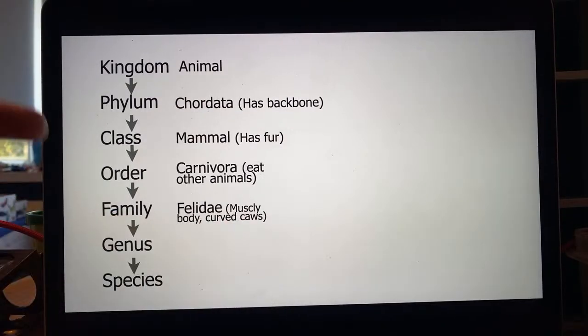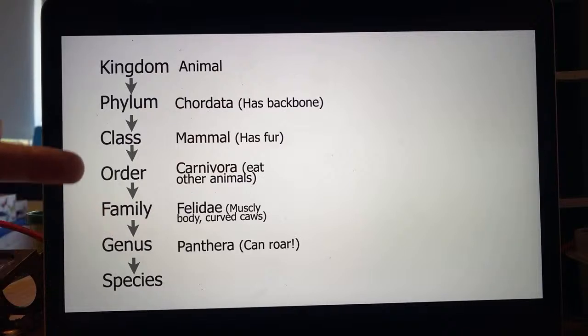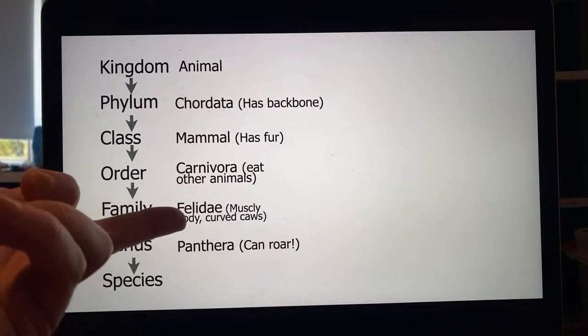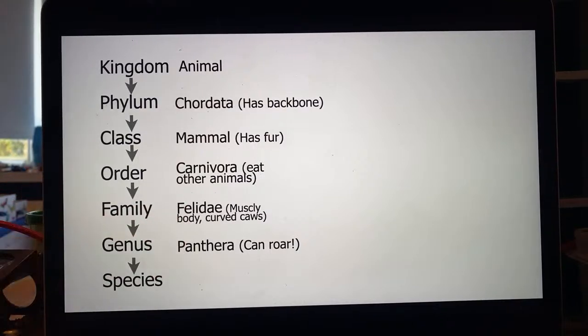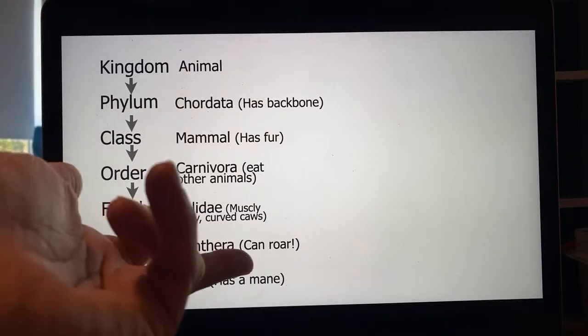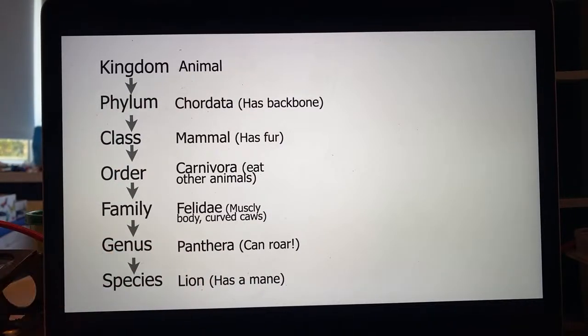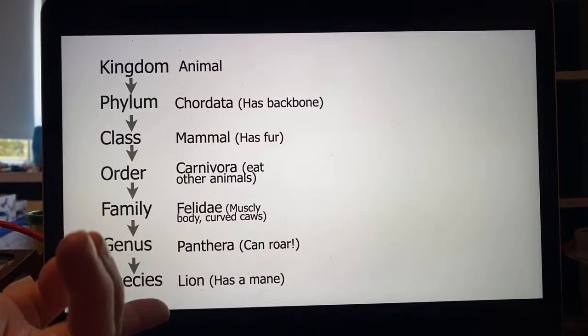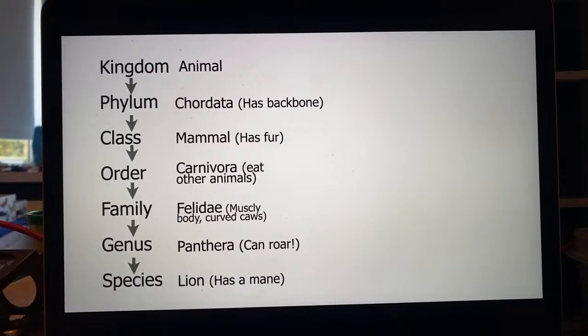And then all the animals in the Felidae family get split into different genuses. For example, Panthera are all the Felidae animals that can roar. And finally, all the animals that can roar get split up into different categories called species. And the species here, one of the species is a lion, which is an animal in the Panthera genus that has a mane. Right, and then you don't split lions up. A lion is just a lion. So species is as far as you can go.